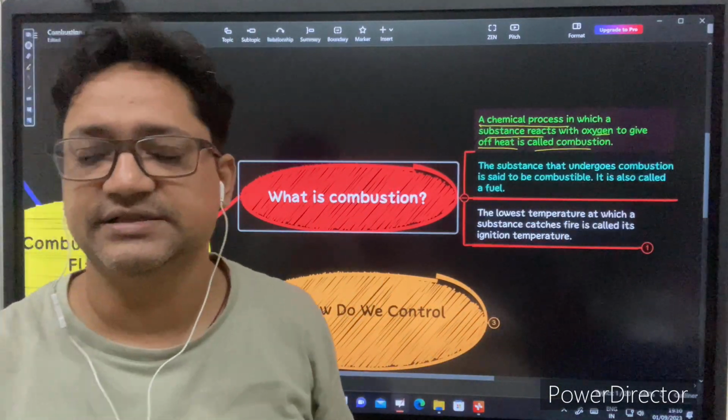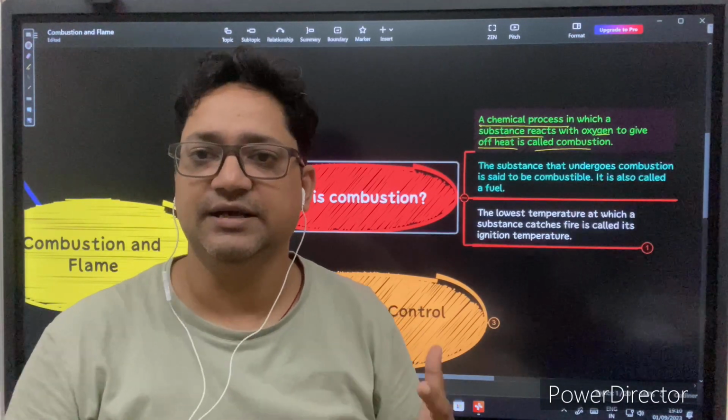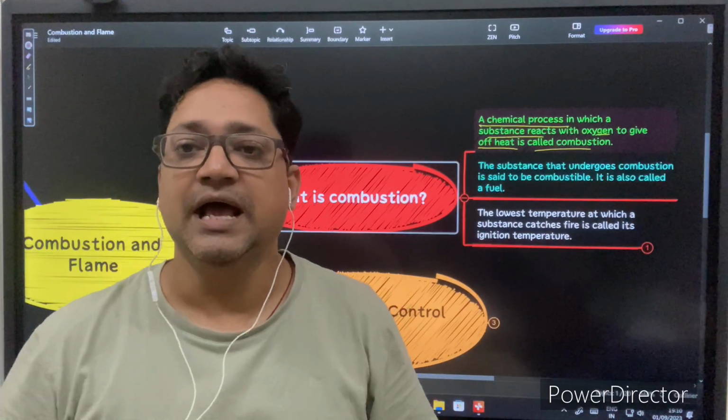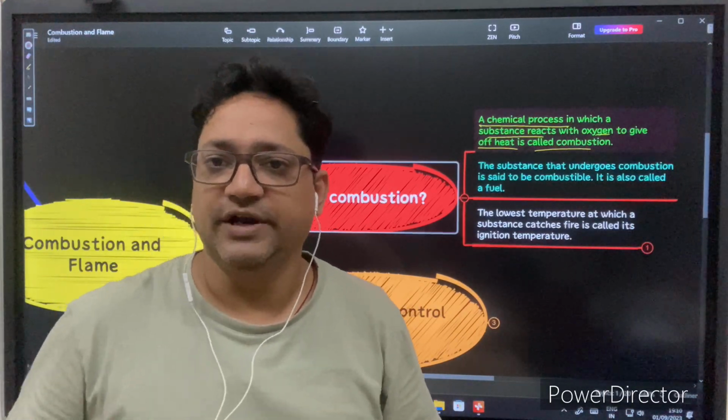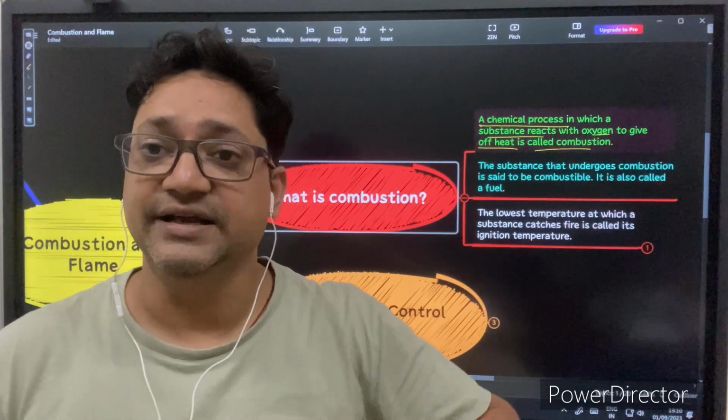Why is combustion considered to be a chemical process? As we know, there are different types of reactions in which chemical processes are irreversible and a new product is formed. So whenever combustion takes place, a new product will always be formed, and it is a non-reversible process.